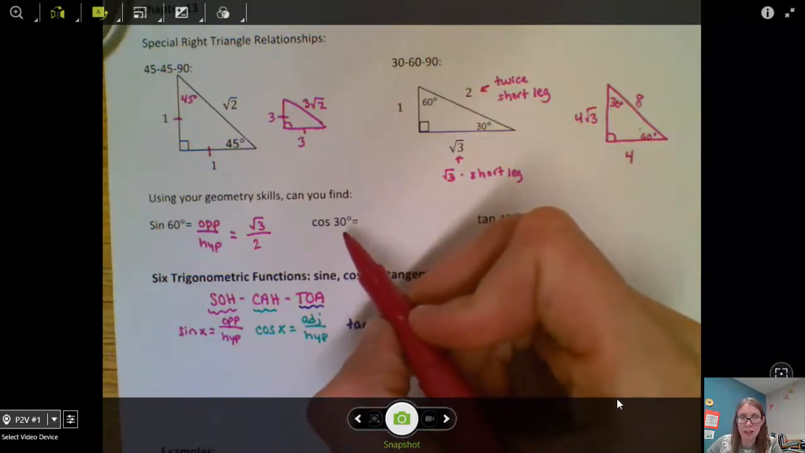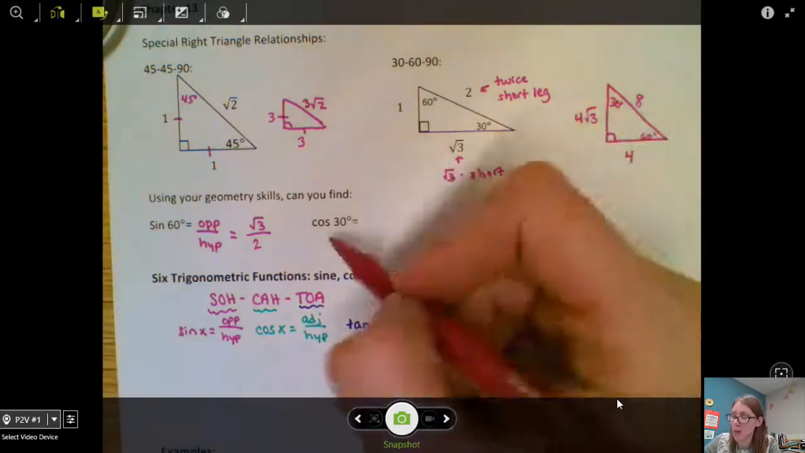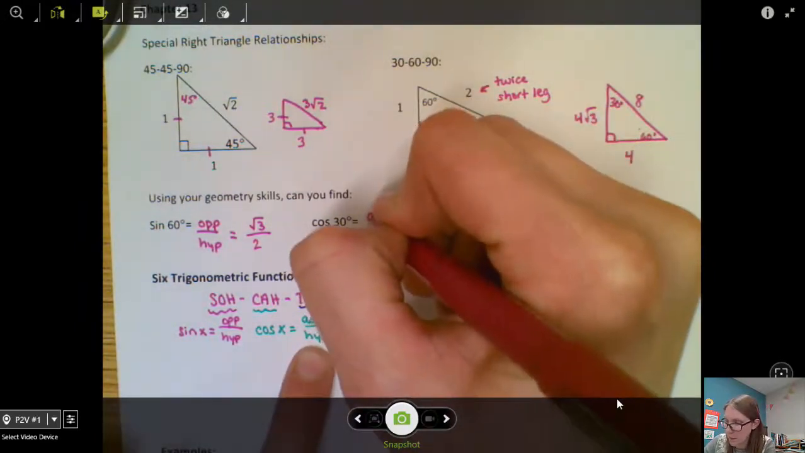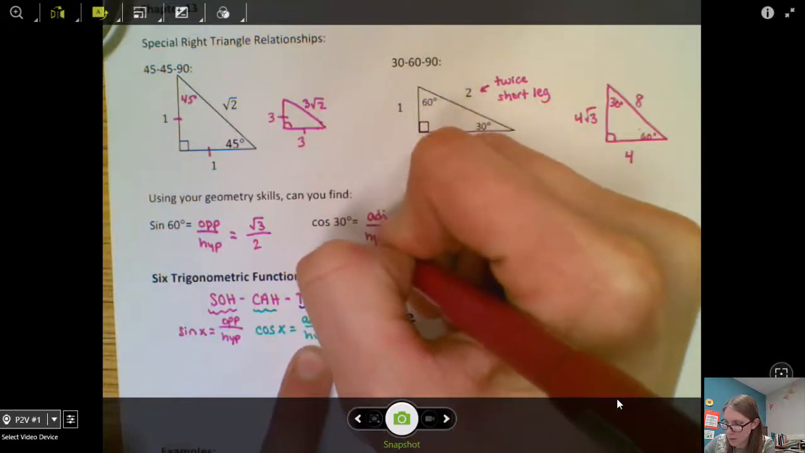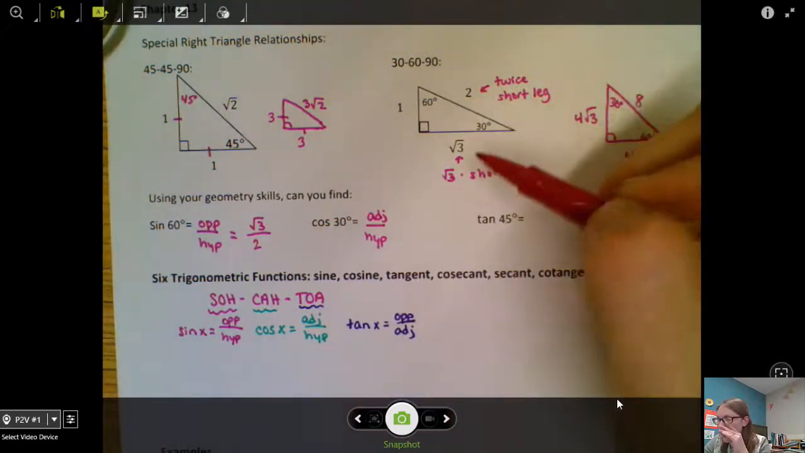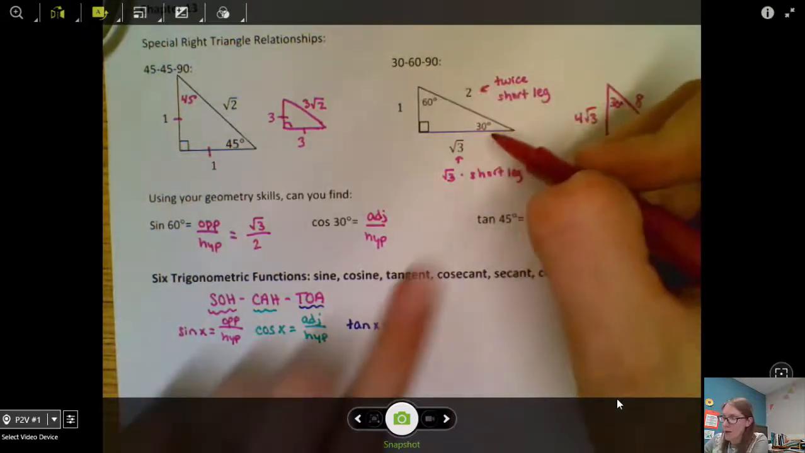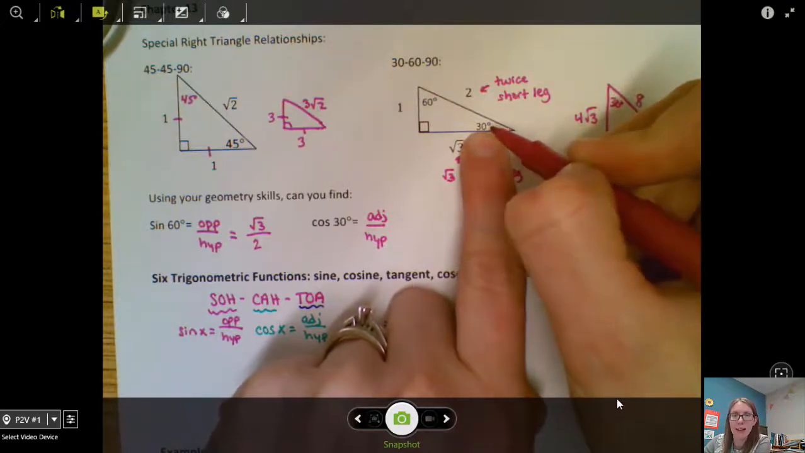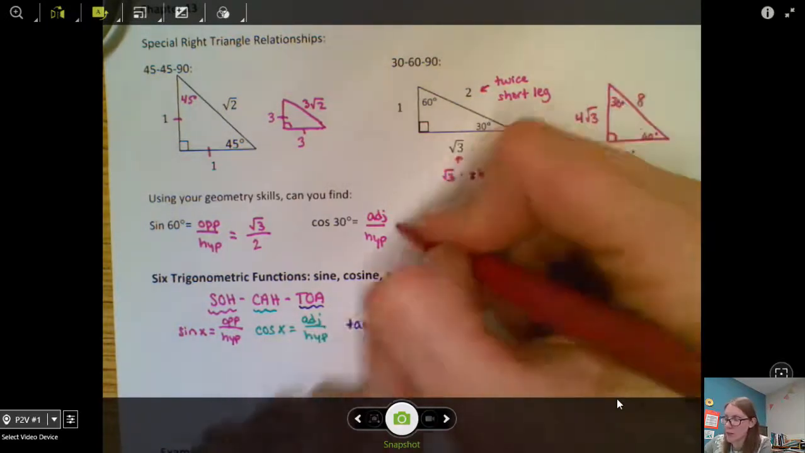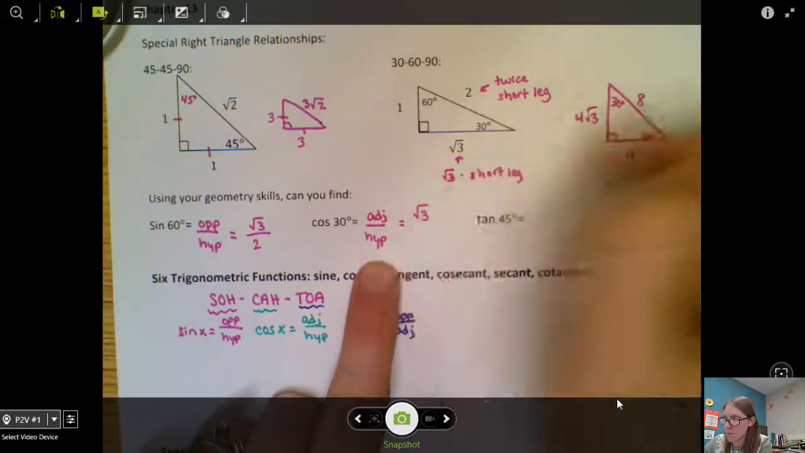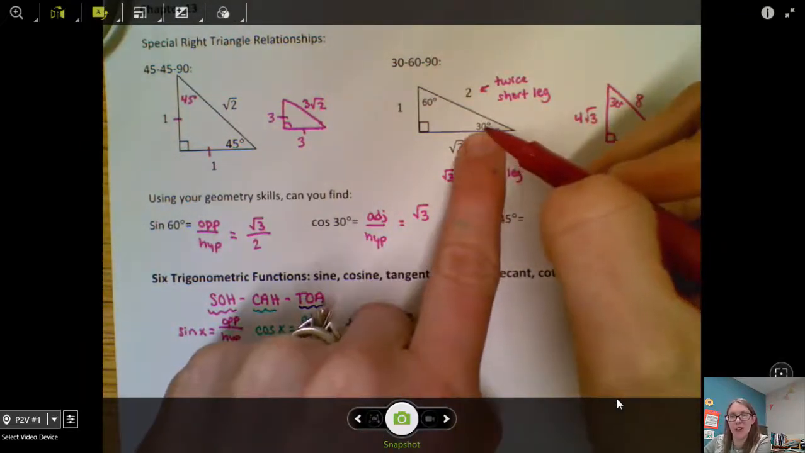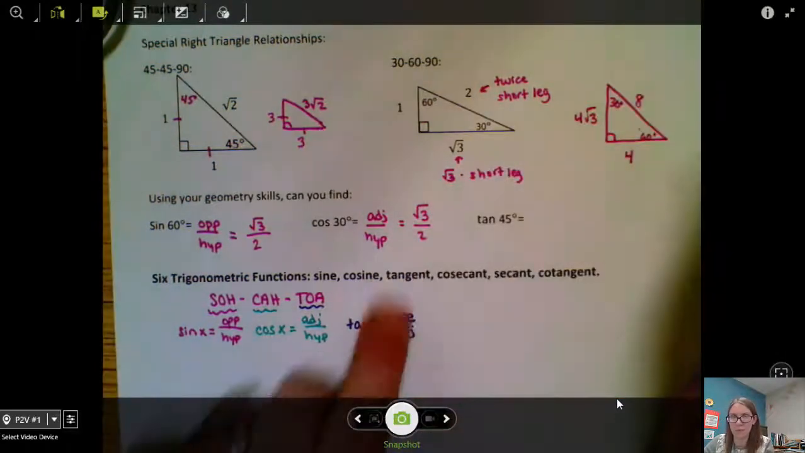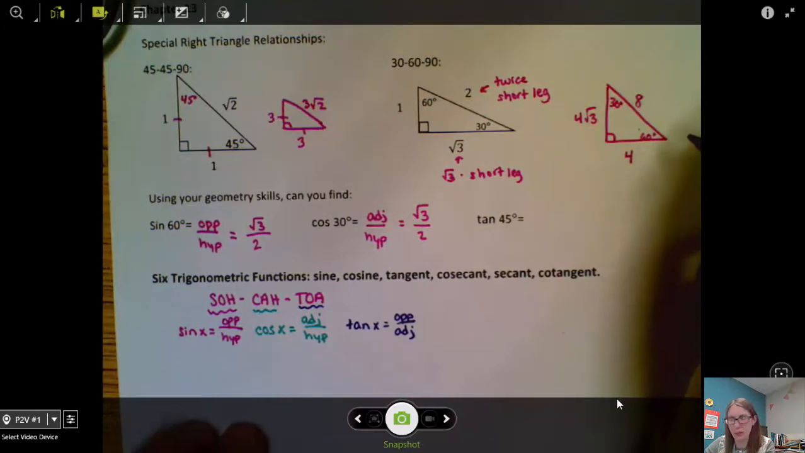The cosine of 30 degrees, let's do that same process. Cosine is adjacent over hypotenuse. If I look at my 30-60-90 triangle again, for cosine of 30, the adjacent side is the side that's right next to it, and that's the square root of 3. And then the hypotenuse of our triangle is again across from your 90-degree angle. It's 2. So square root of 3 over 2 again.